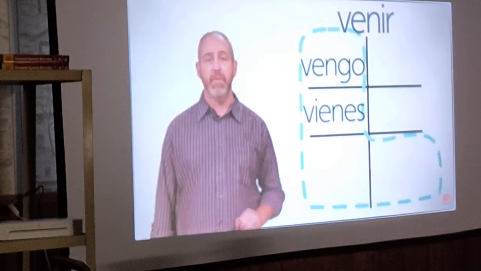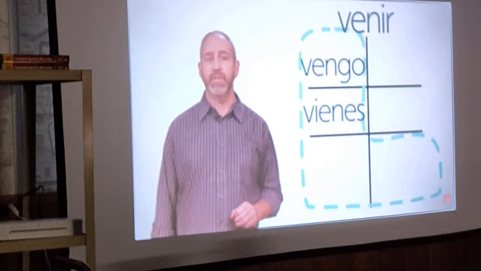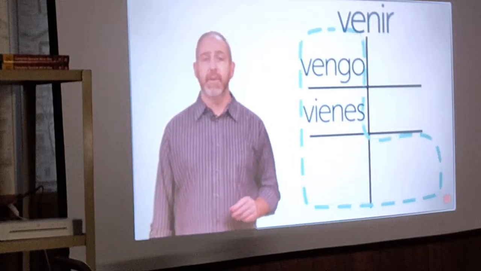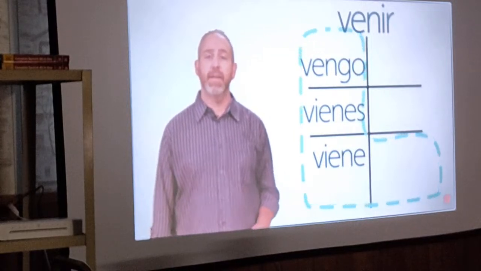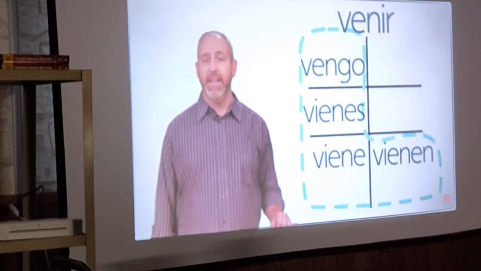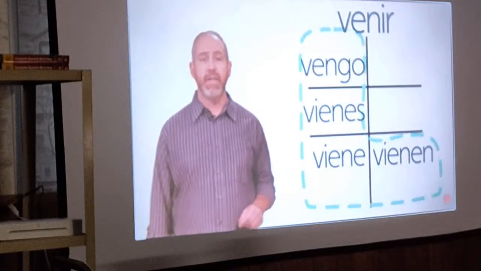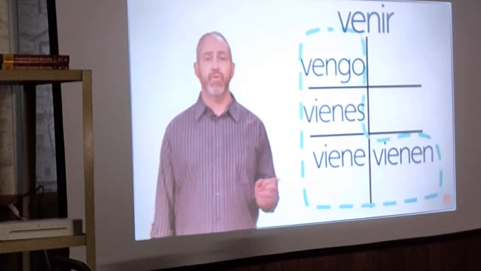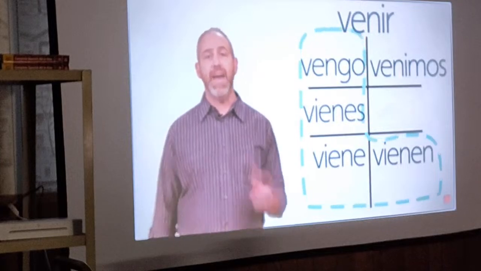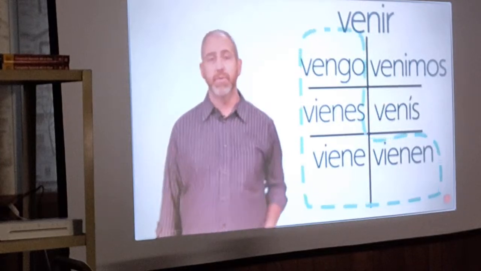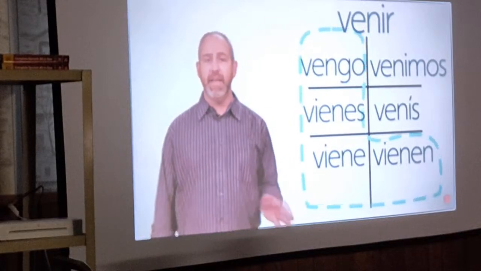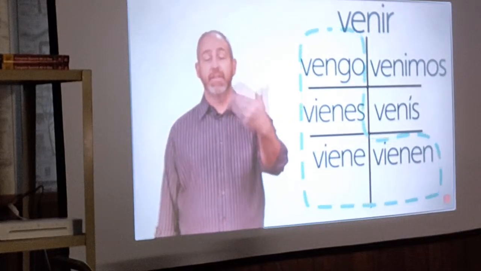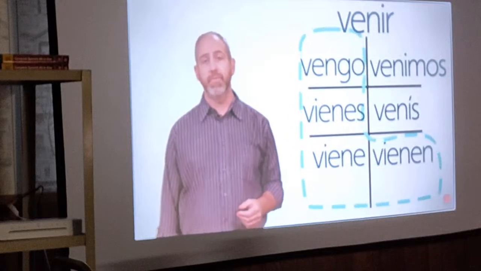And then down here in the bottom left, the ella, usted form is viene. And then the ellos, ellas, ustedes form is vienen. Okay, but now, conjugate the nosotros form and vosotros form regularly without changing the stem, without changing the first part of it, okay? So venir is a lot like tener, the verb to have.